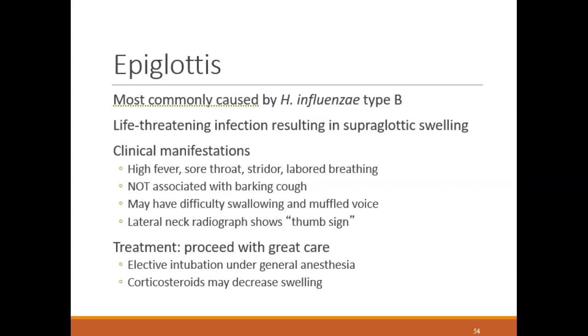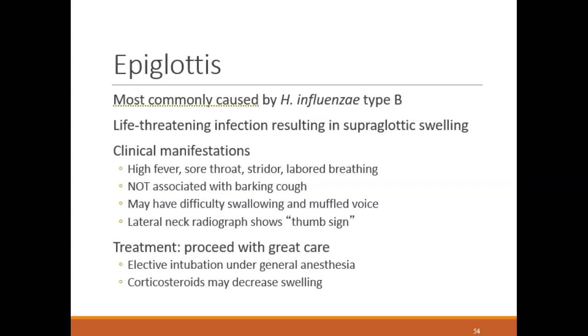Clinical manifestations: typically these kids have higher fevers than croup kids. Croup kids don't have as much of a fever as epiglottitis kids. They're going to have sore throats, swelling, and labored breathing. They're also going to have drooling a lot of times, and their voice will sound muffled. It's not as common to see that croupy, barky cough in epiglottitis kids as in croup kids.